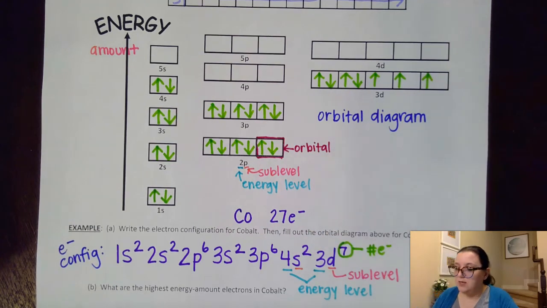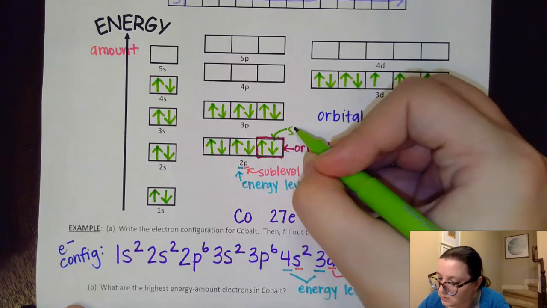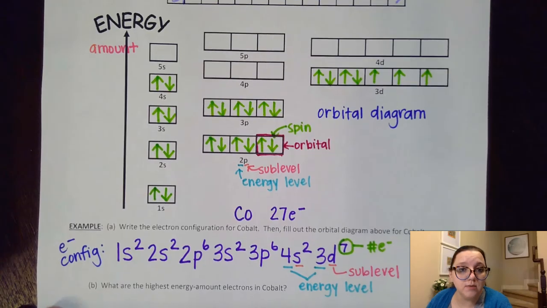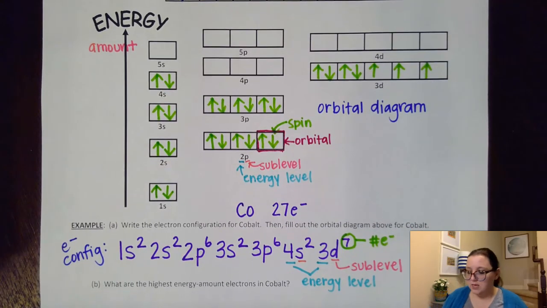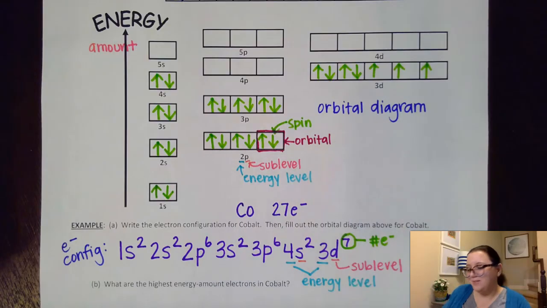And then finally, the arrow itself represents the spin. So all four quantum numbers are now represented. But you can see the orbital diagram's a little more involved than the electron configuration, but it does show more information, and so it takes a little bit longer to do.